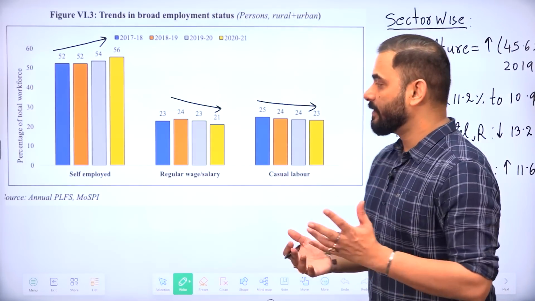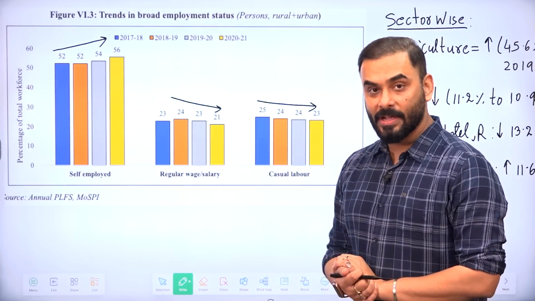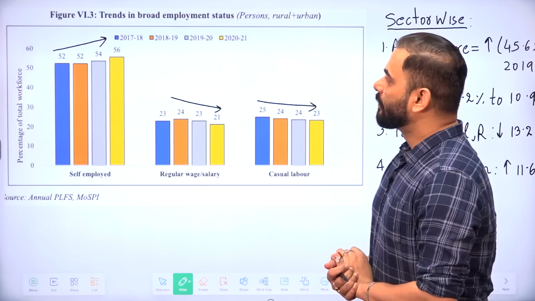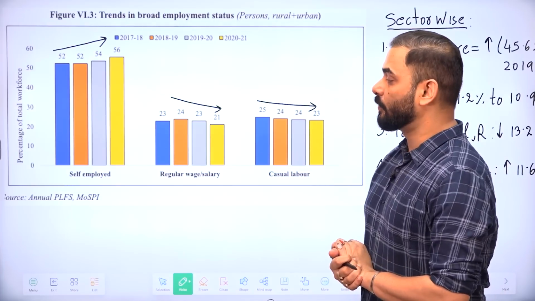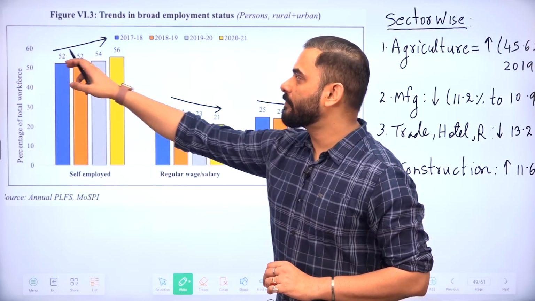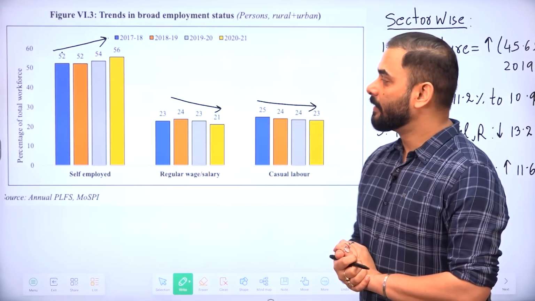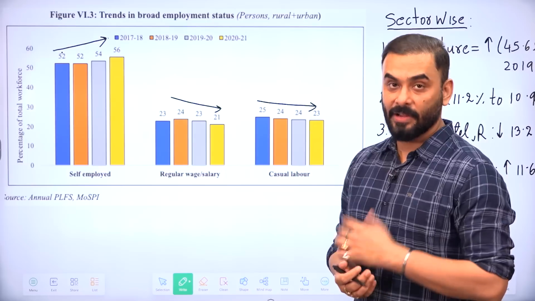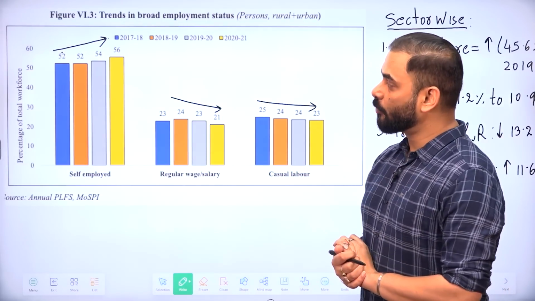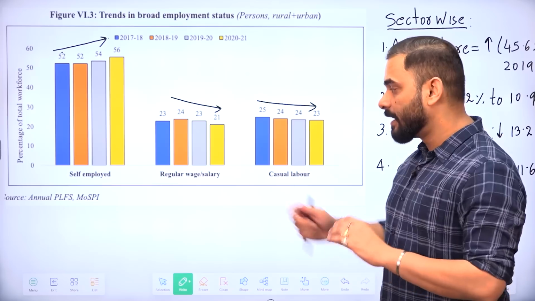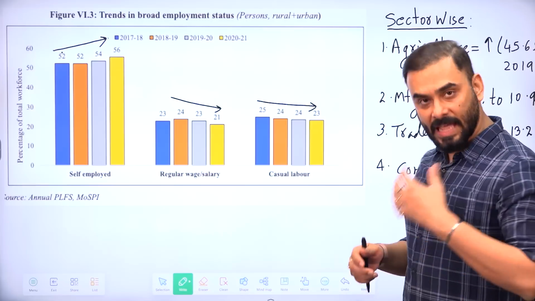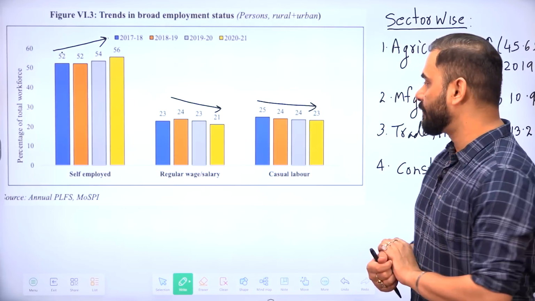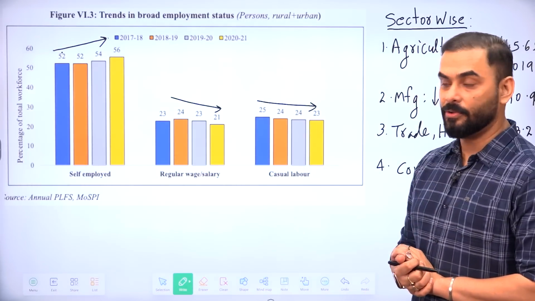Now, economic survey says that if we compare year 2017 with 2018, 2019 and 2020, these 4 years, we observe that the number of self-employed people in India has increased. In our total workforce, self-employment is increasing, and this is regular wage or salary. So this employment is coming down, and casual workers or contract-based workers, that is also coming down.